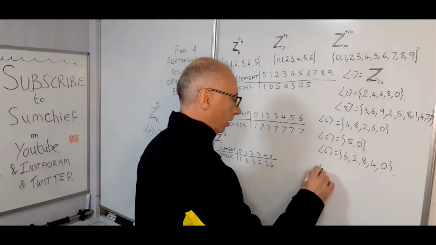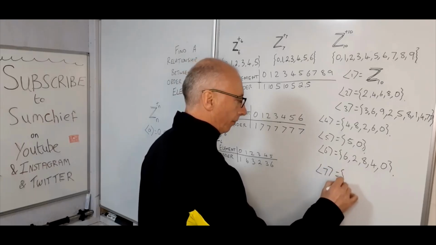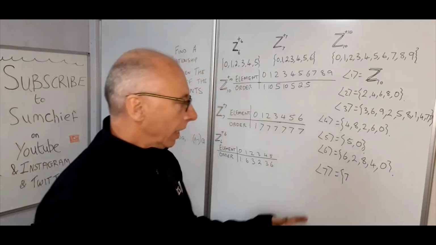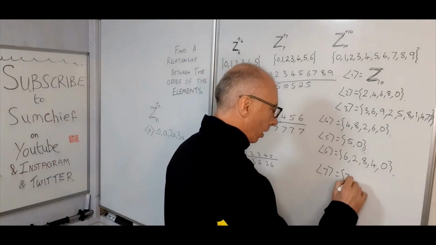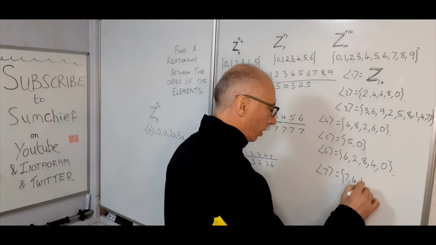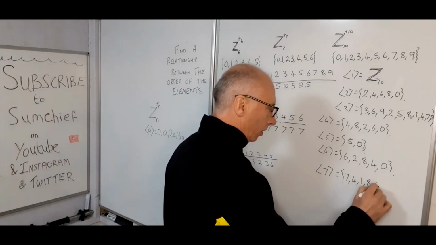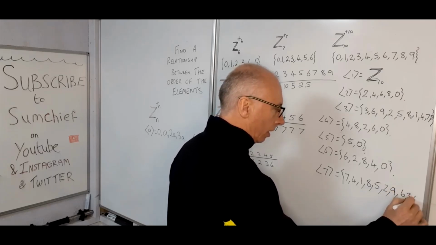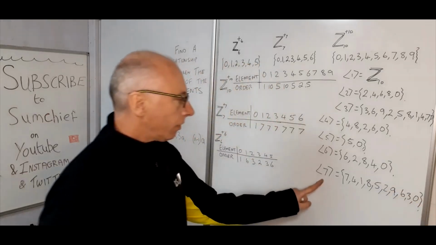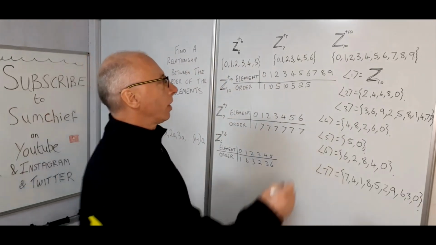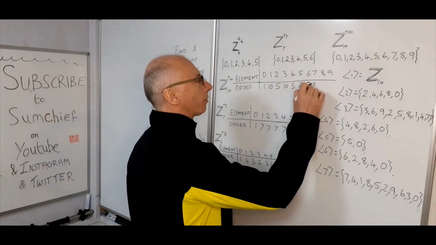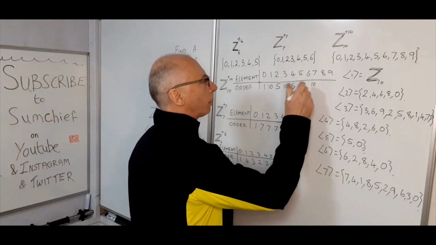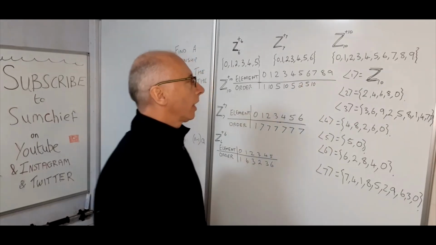Okay, let's try 7. So keep on adding 7 modulus 10. So that gives us 4, that gives us 1, gives us 8, gives us 5, gives us 2, gives us 9, gives us 6, gives us 3, and then 0. So 7 generates the whole group. So 7 is a generator, so it's of order 10. Just write this 5 a little bit better. Okay, let's try 8.